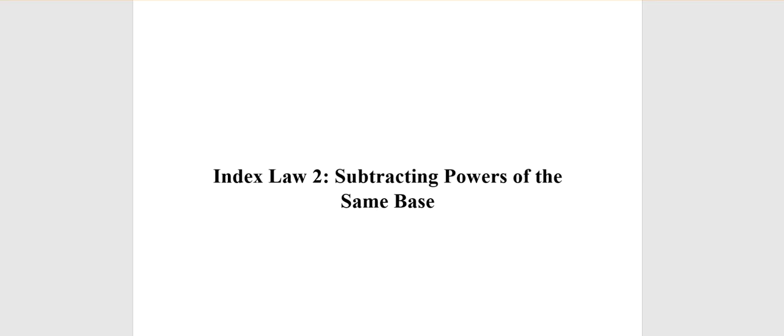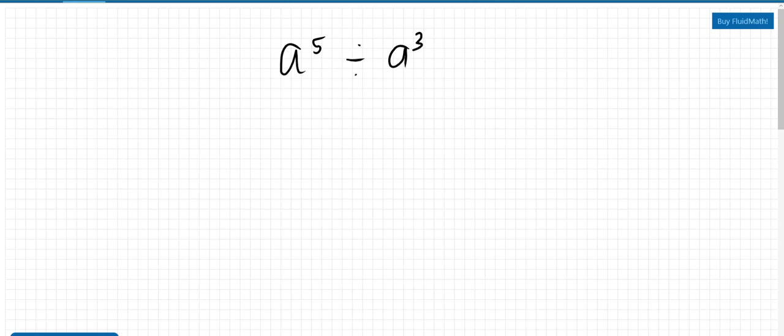Our next index law involves subtracting powers of the same base. And this is when we see division. So I forgot to mention index law 1 involves multiplying bases. In this case, index law 2 involves dividing bases. So I'll just put dividing in brackets, because we're going to see that. Okay, so to see how this index law works, I can see I've got the same base, A, and I can also see that instead of times now, I have division.